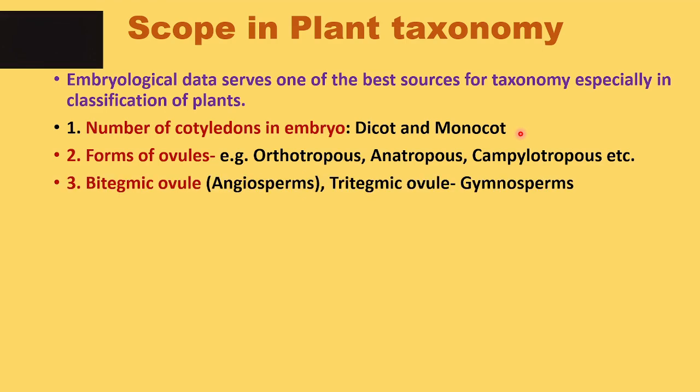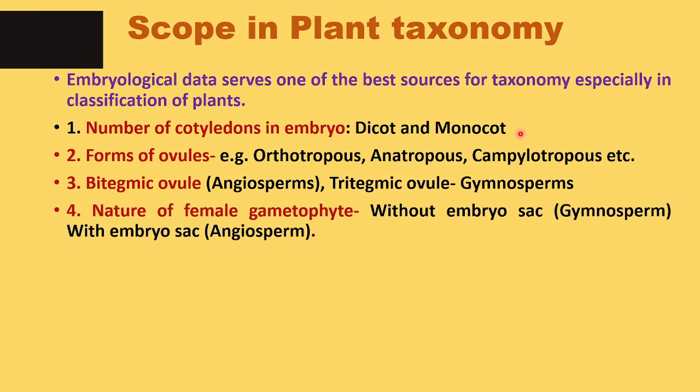Then in angiosperms there are two types of ovules, tritegmic and bitegmic ovules. In angiosperms you can see bitegmic ovules, and in gymnosperms the ovules are tritegmic. So this data is also very important to distinguish angiospermic plants from gymnosperms. So this embryological data is very important to differentiate angiosperms from gymnosperms.